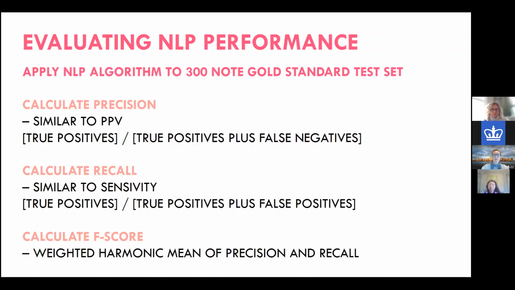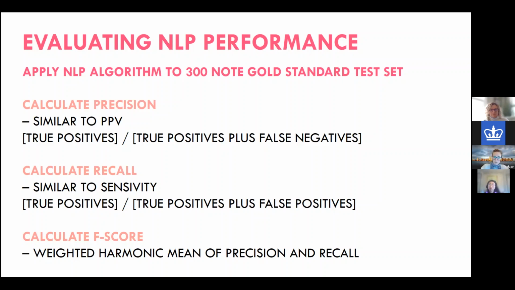Okay. So now on to evaluating the NLP performance. This is how we applied the NLP algorithm to that 300 note gold standard test set. So we applied the algorithm and then calculated precision, which, as an epidemiologist, I had to figure out what it actually means. It's similar to positive predictive value. So it's the number of true positives over true positives plus false negatives.